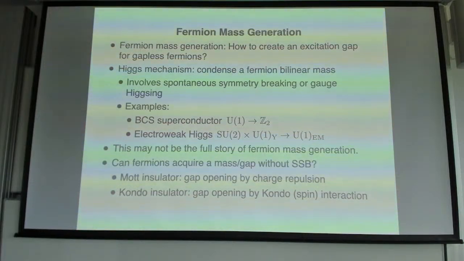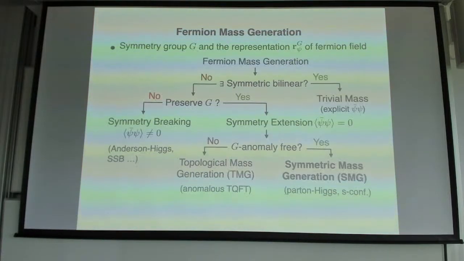We do have examples in condensed matter physics which create a gap for a fermion system without generating any symmetry breaking. There are examples like Mott insulators, where you can open a gap just by charge repulsive interaction, and there are Kondo insulators, which have a gap opened by Kondo spin interactions. So the idea is that you can use interaction to open a gap in a fermion system, and we will wonder whether this kind of mechanism will also have anything to say about relativistic fermions.